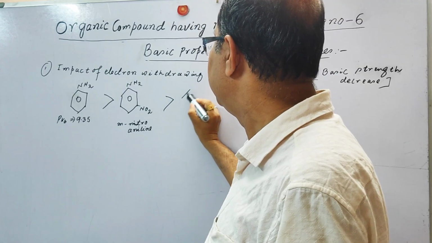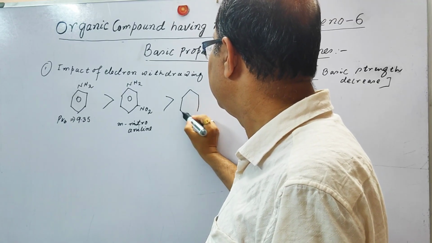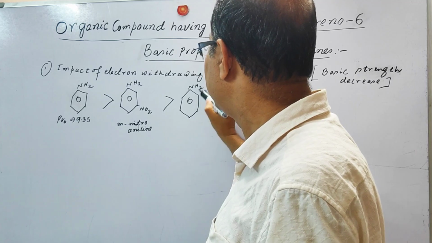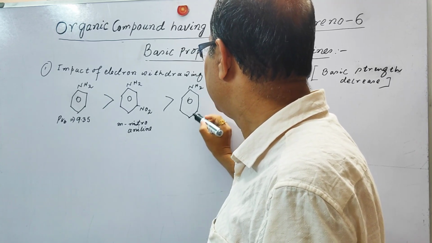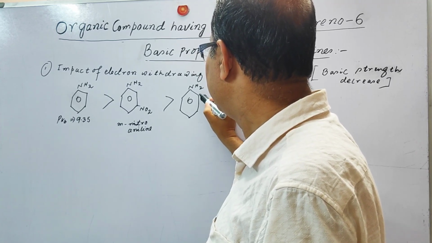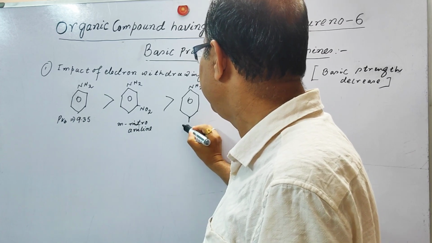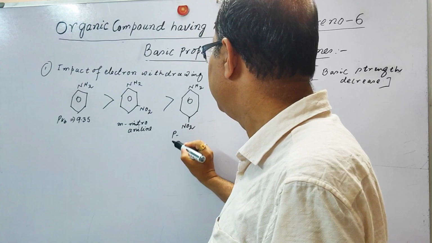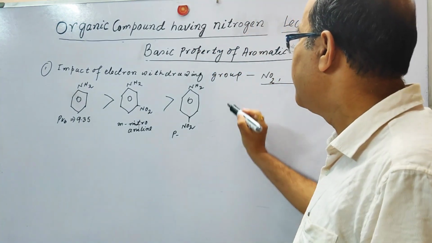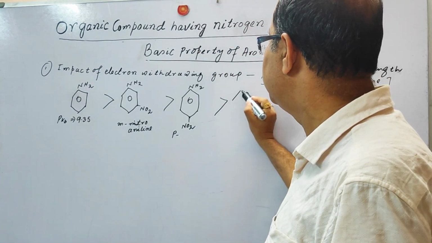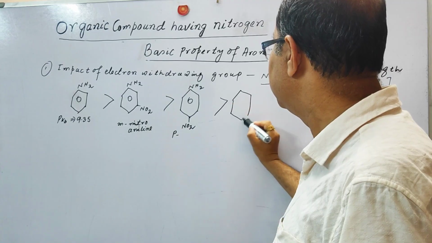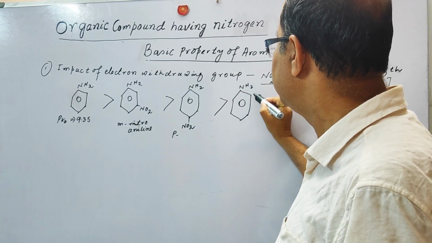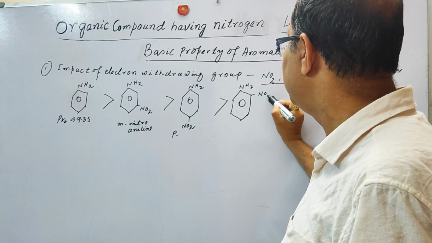And then para-nitroaniline. This is para-nitroaniline. And last we will see this, whose basic strength is very low, that is ortho-nitroaniline.